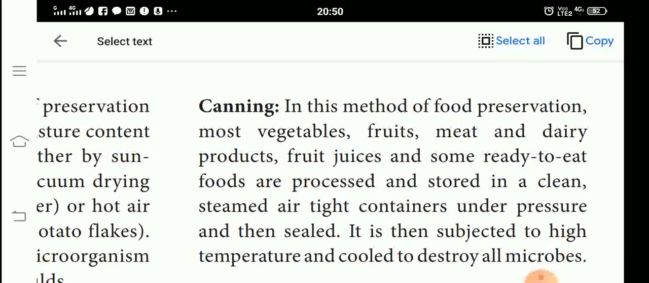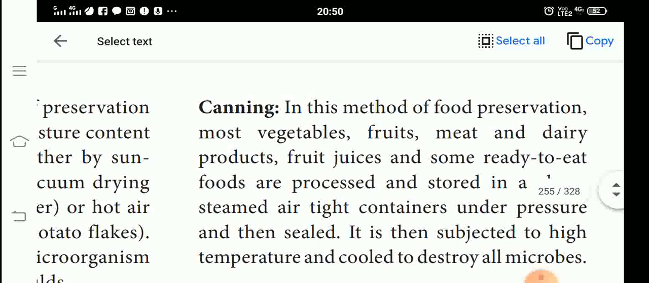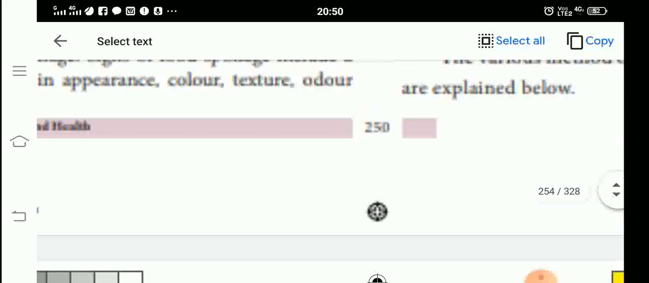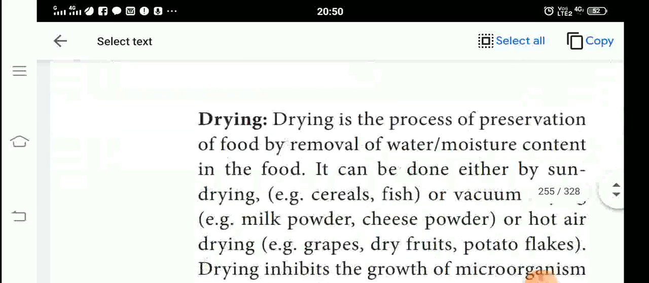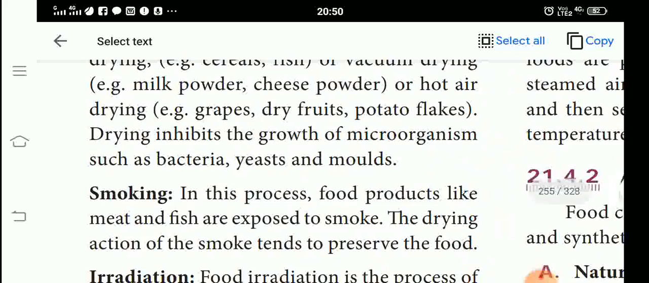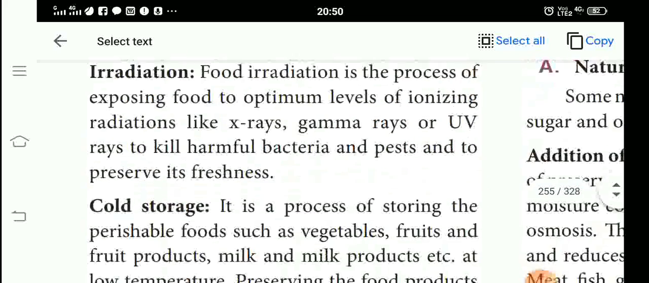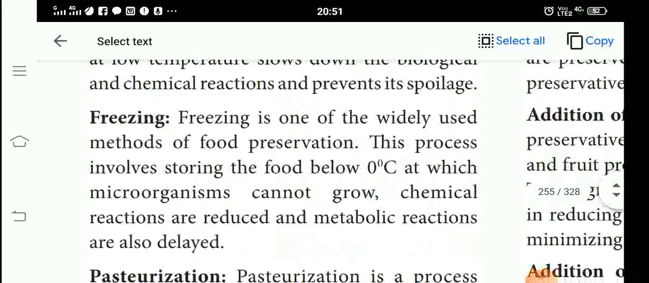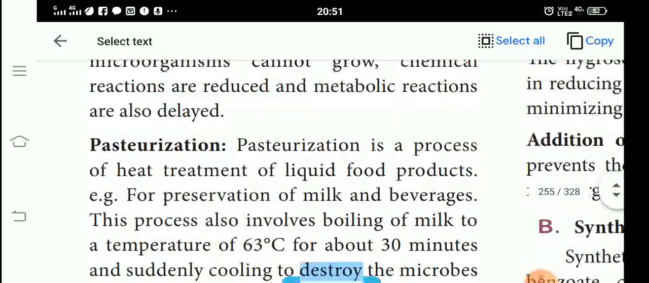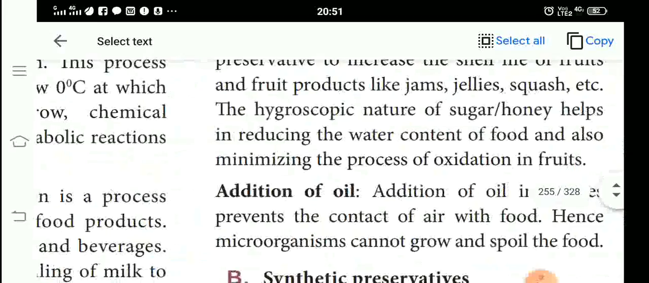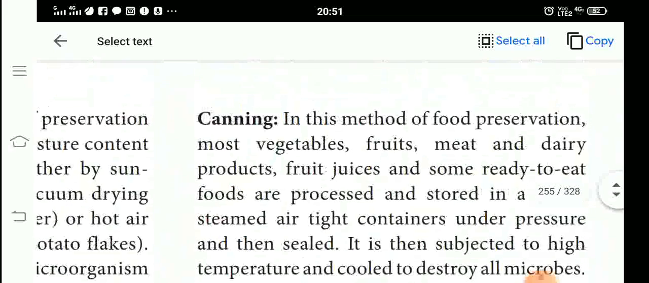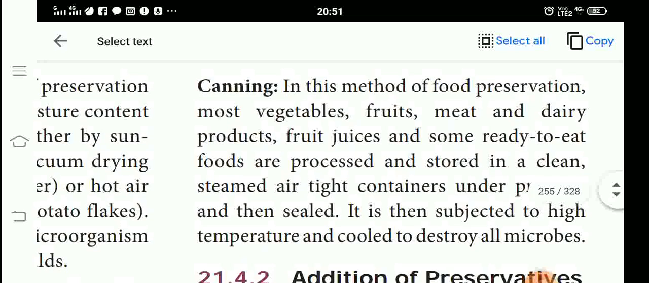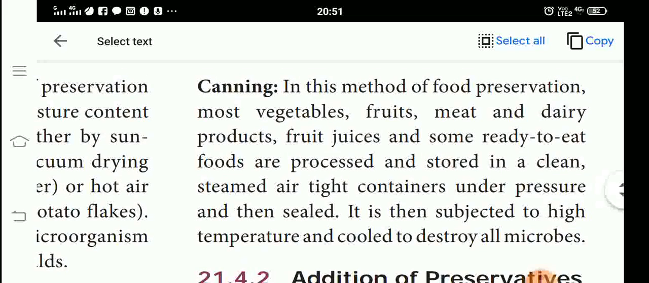Okay, these are the methods by which we are preserving the food. We have seen first drying, second smoking, third irradiation, fourth cold storage, fifth freezing, sixth pasteurization, and the last one, canning. These are all the methods in which we can preserve the food to avoid the spoilage of the food.